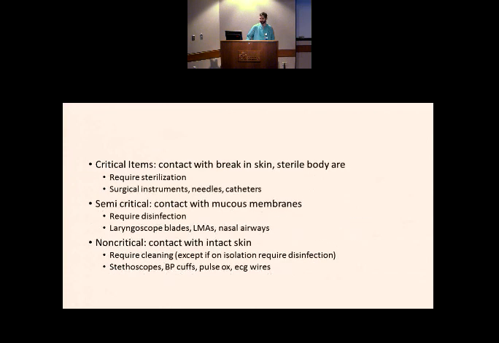So critical items, and this is the equipment that we use and how you want to clean it. Critical items are anything that contacts a break in the skin or a sterile body area, and these require sterilization, the highest level of cleaning. These would be surgical instruments, needles, catheters. Semi-critical items come in contact with mucous membranes, and these require disinfection. These are laryngoscope blades, LMAs if they're reusable, nasal airways if they're reusable. Most of the ones we use here are just one-time use.